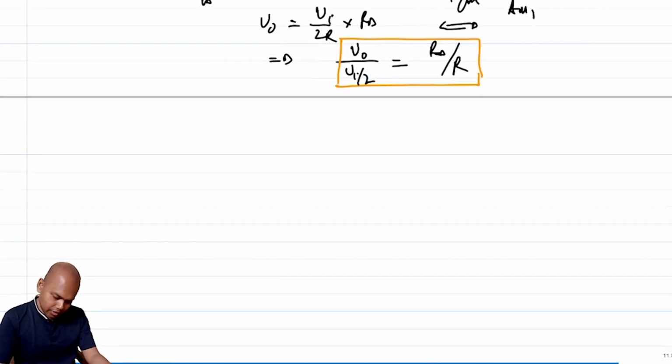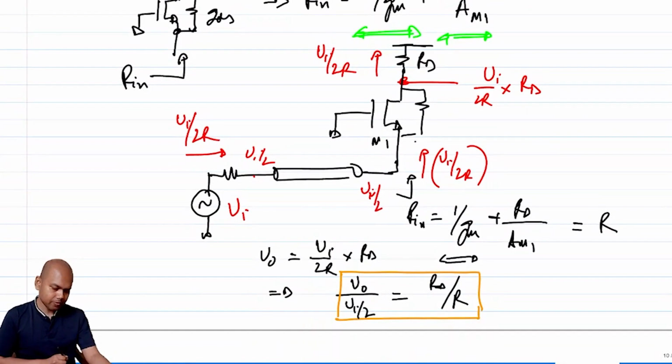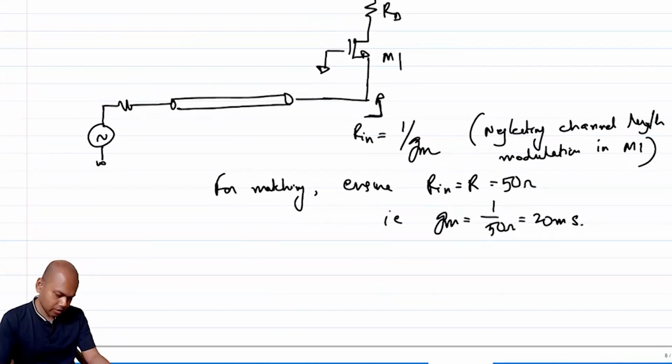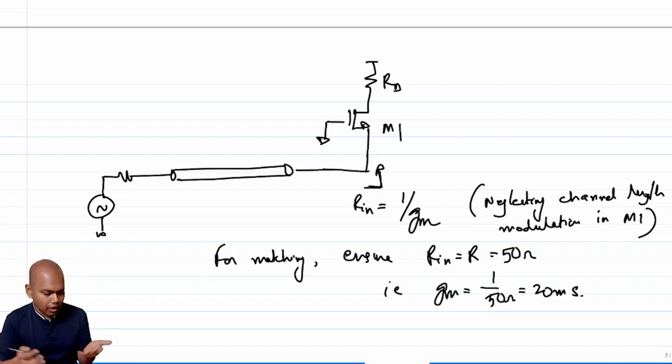If you see this topology, assume that this GDS stuff is not there. How are you trying to synthesize the impedance? We're looking into the source, and looking into the source, the resistance is effectively 1 over Gm, and 1 over Gm gives us the required impedance for matching. Correct?